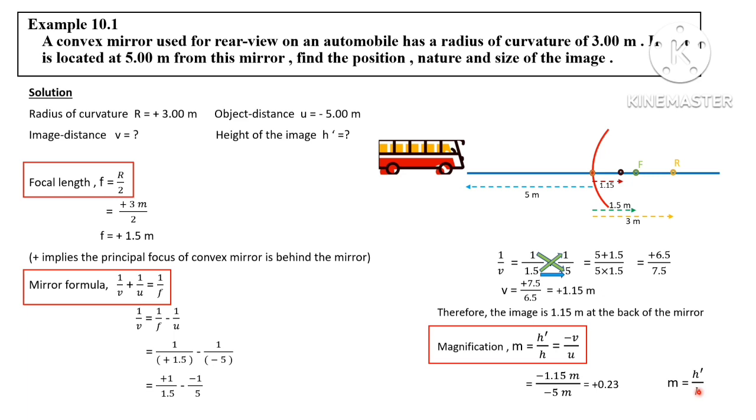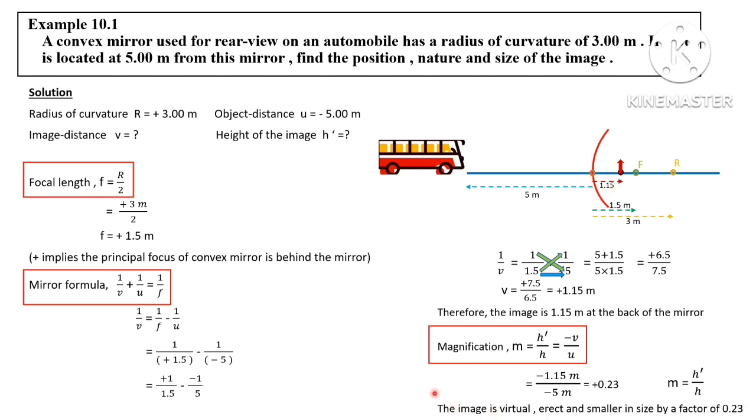Okay, so to satisfy this condition, that is to satisfy the magnification as positive, the height of the image also must be positive, isn't it? So from this we can conclude that the height of the image is positive and so the image is upright. Okay, so we can draw an image upright on the principal axis, which is 1.15 meter away from the origin.